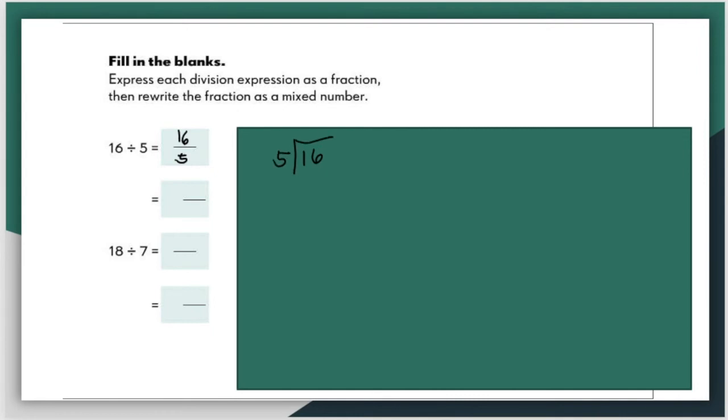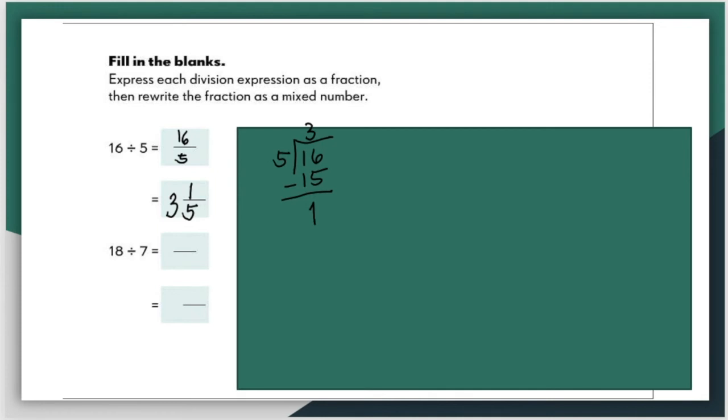How many 5s are there in 16? We have 3. 3 times 5 is 15. Subtracting, we have a remainder of 1. So 16 over 5 is the same as 3 wholes and 1 over 5, or simply 3 and 1/5.